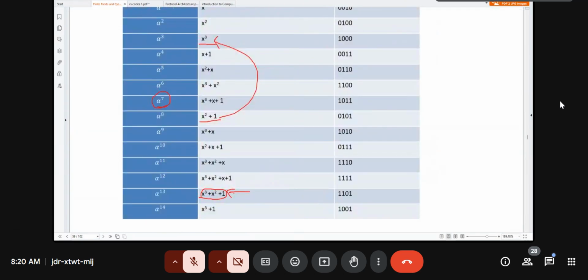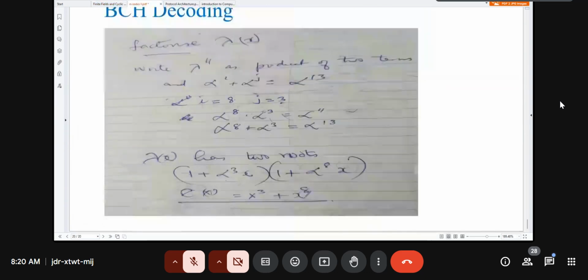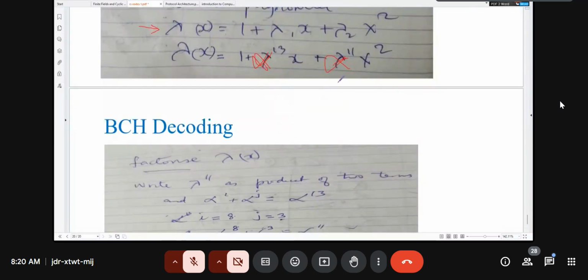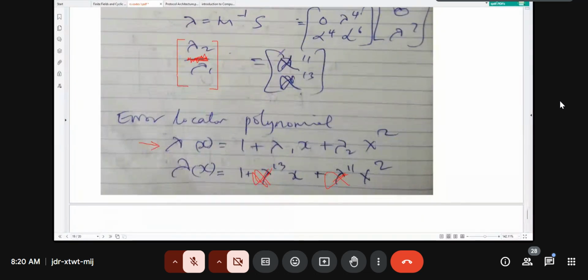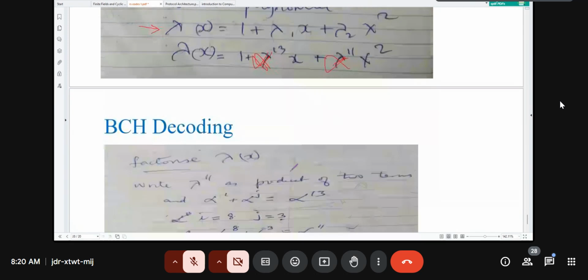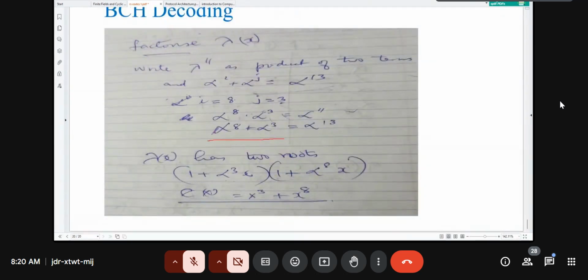So we have solved. We have found that actually we can get these two, and they will give you what we got from this. So factorizing the error locator polynomial is able to give us the bit error position.